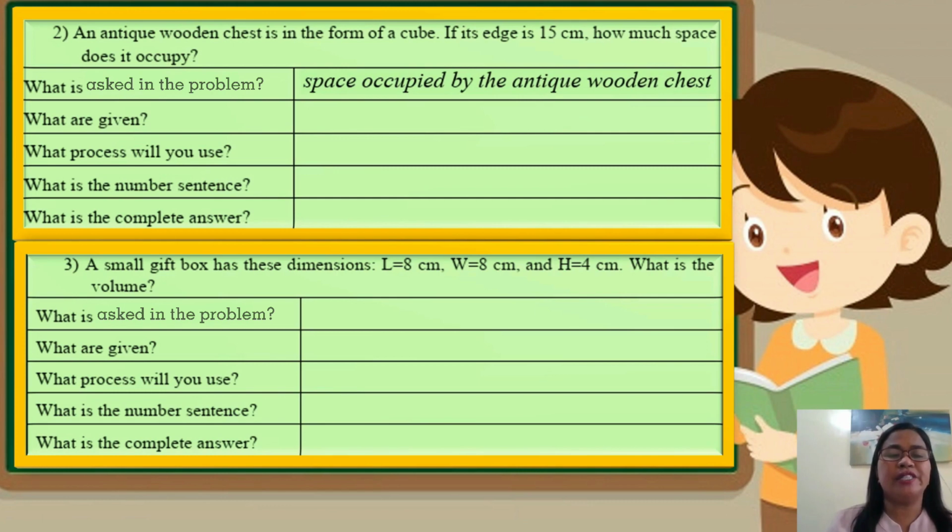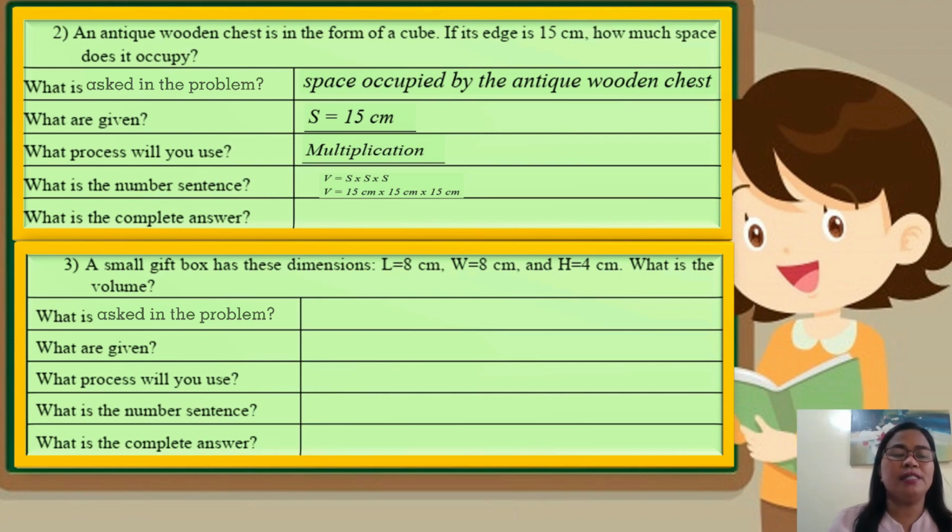What are the given? The given is side is equal to 15 centimeters. What process will you use? The answer is multiplication. What is the number sentence? Volume is equal to side times side times side. Volume is equal to 15 centimeters times 15 centimeters times 15 centimeters.